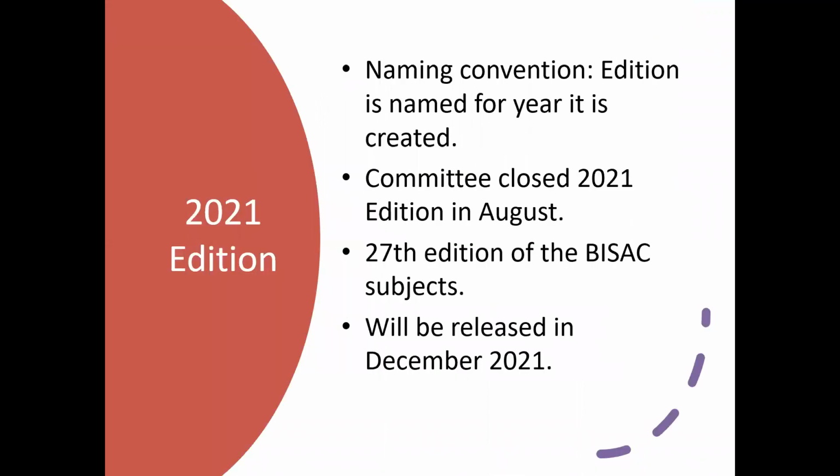As I said, the naming convention, the edition is named for the year in which it is created. We closed the 2021 edition in August. And this is the 27th edition of the BISAC subjects. And it should be ready for release in December 2021. So soon.